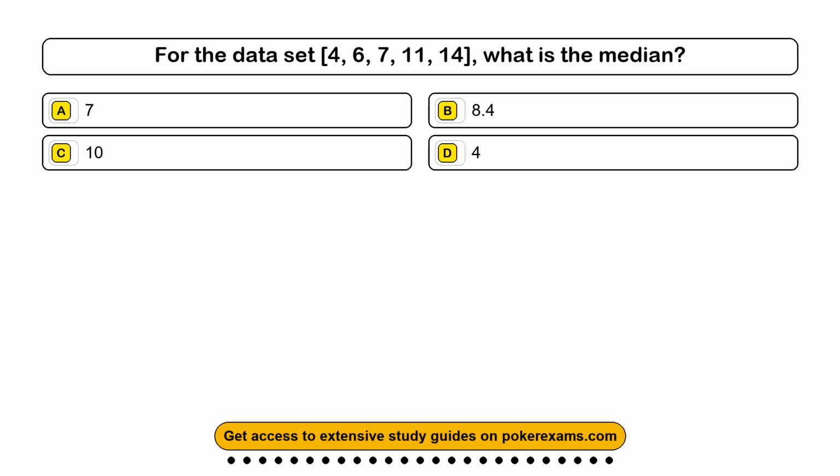Question 19. For the data set 4, 6, 7, 11, 14, what is the median? Option A 7. Option B 8.4. Option C 10. Option D 4.